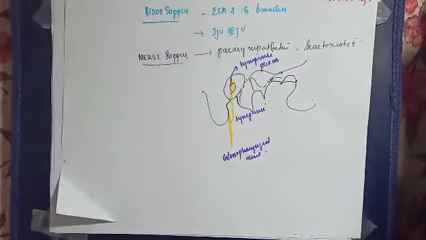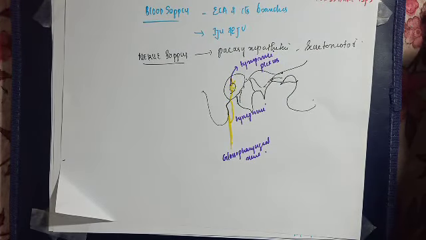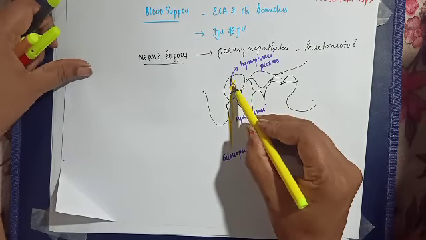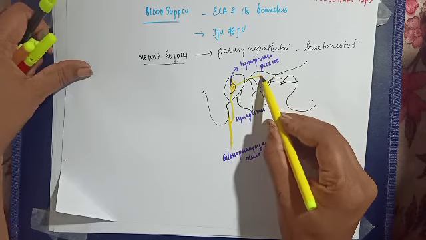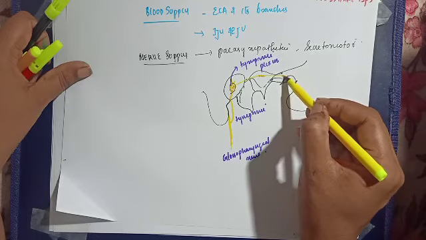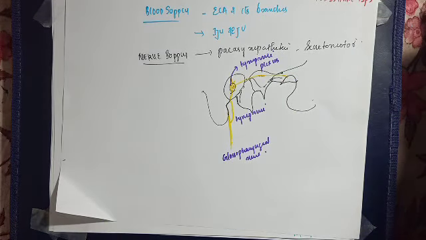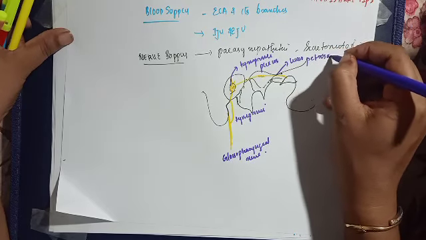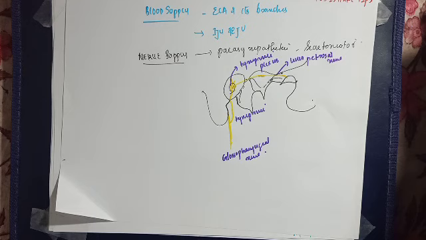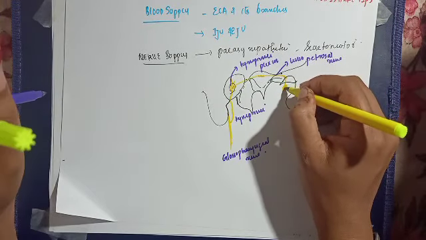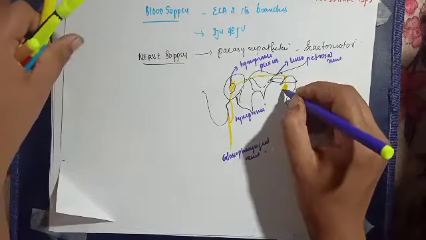So they reach the tympanic plexus. From the tympanic plexus, it then goes into the lesser petrosal nerve. So this is the lesser petrosal nerve. From the lesser petrosal nerve, it relays in the otic ganglion. So this is the otic ganglion.